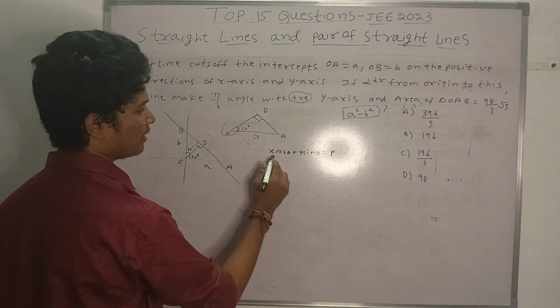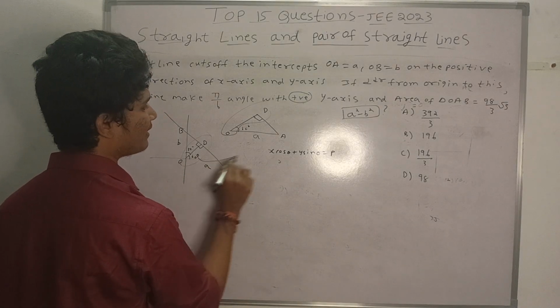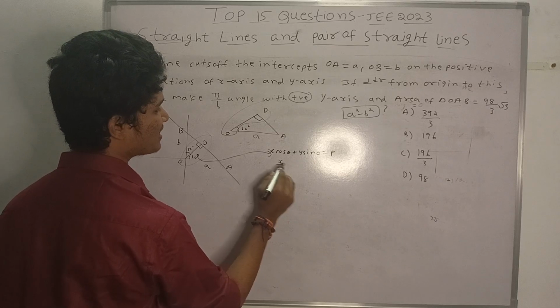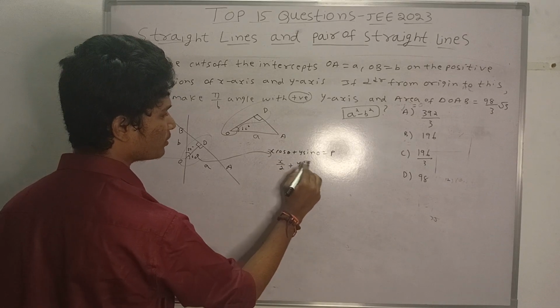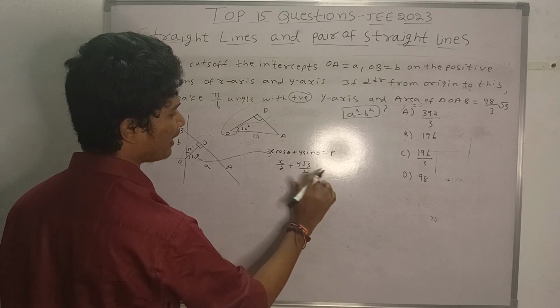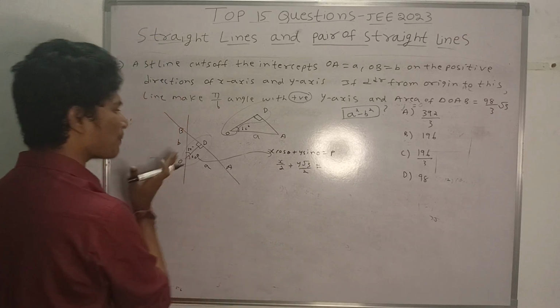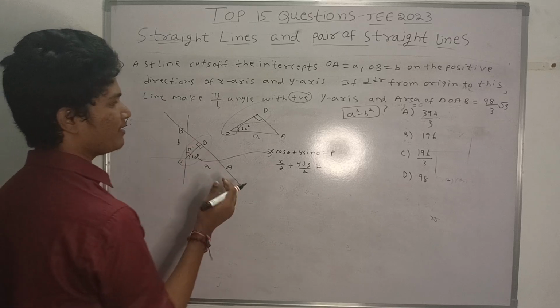So this is 60 basically. When we substitute theta here, that is cos theta is 1 by 2, we will get x by 2 plus y root 3 divided by 2 equal to P. We have to find P here, that is the perpendicular distance OD. So how to find this?